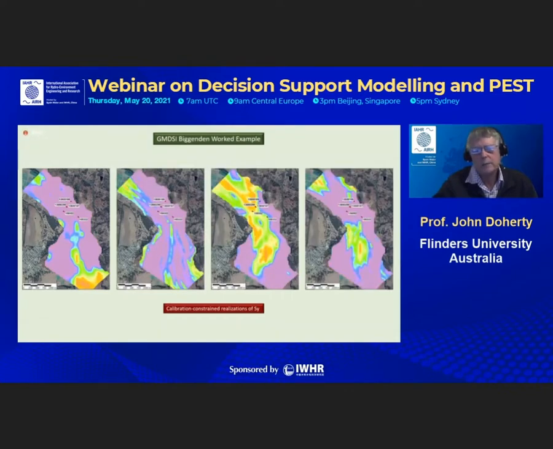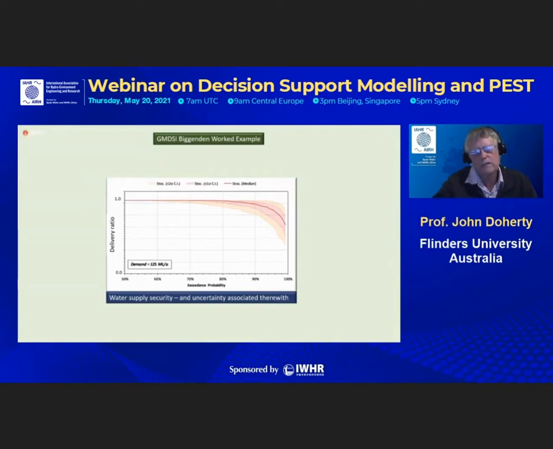And then when we make a prediction, we make it with all of them. So in this case, the prediction we're interested in is water supply security. If we take a realisation of future climate, are there going to be times when we don't get the water we want? So we build up this exceedance probability curve. The dark line was done just using the calibrated model. But there's uncertainty in our estimates of security. Using the brown and pink lines, we make that same prediction using the 500 calibrated models.